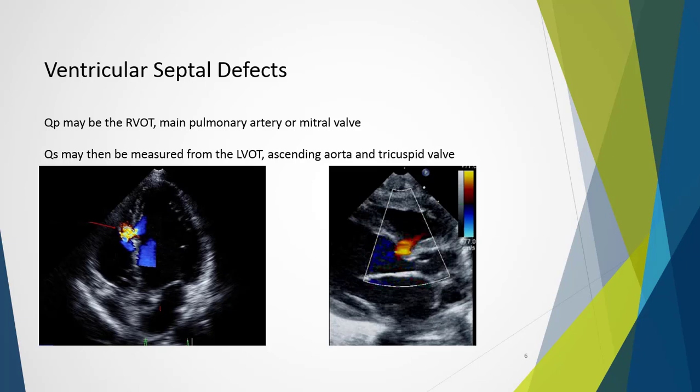This is because it has the extra volume of blood in the pulmonary circulation that has passed through the lungs and through the mitral valve proximal, or prior, to the shunt itself. The QS then may be measured from the left ventricular outflow tract, the ascending aorta, and the tricuspid valve. Again, we see the potential to use the tricuspid valve even though it's associated with the right side of the heart.